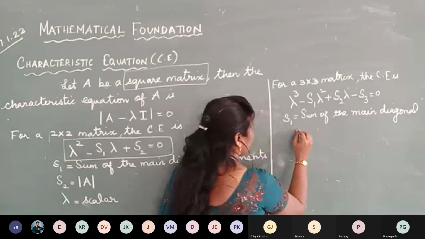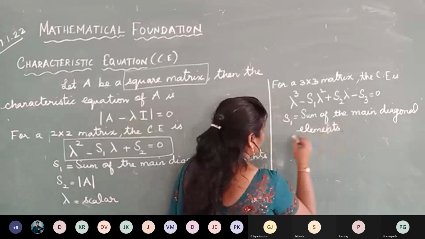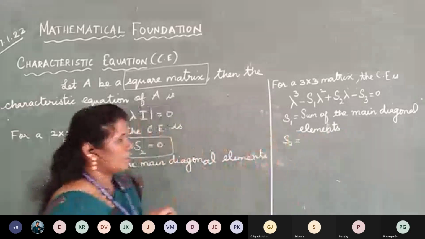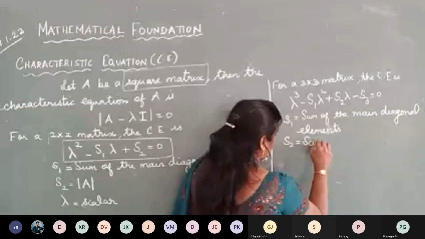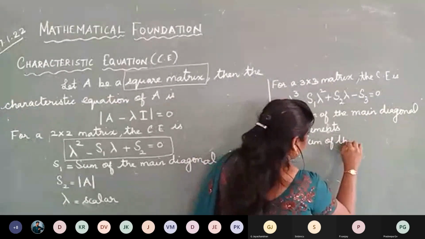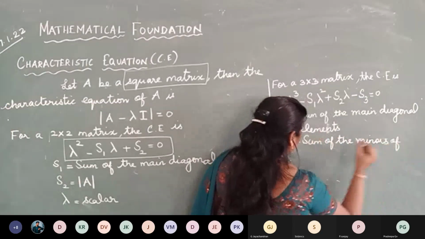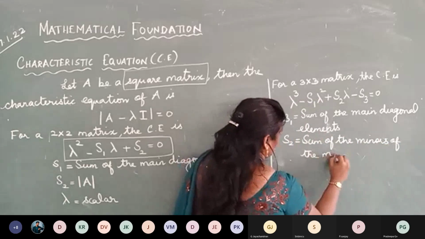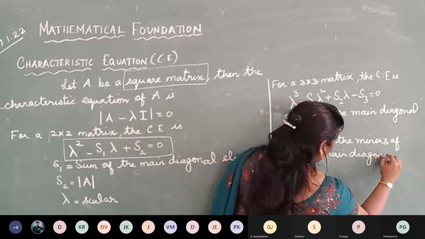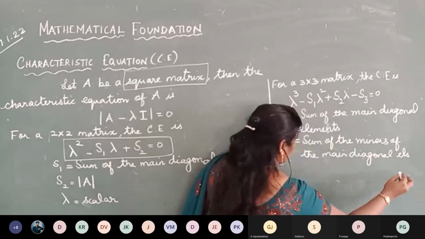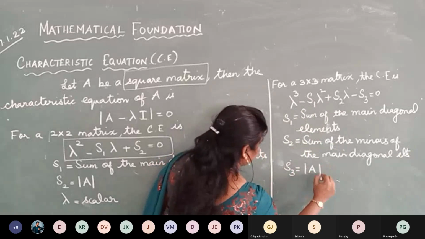Sum of the main diagonal elements. That will be your S1. Your S2 will be the sum of the minus. I will tell you how to find out the minus. Minus of the main diagonal elements. And S3 is equal to your determinant of it.